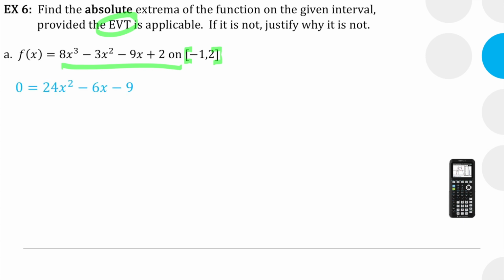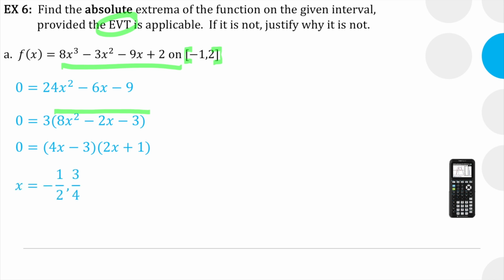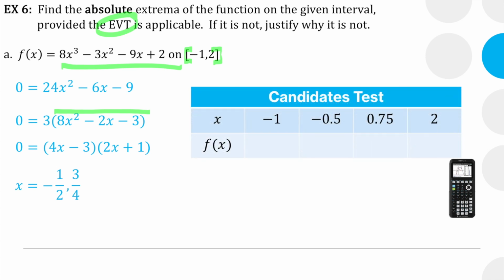So let's take the derivative and set it equal to 0. 24x squared minus 6x minus 9. Now we need to solve for x. So we'll factor out a 3 first, and then we can factor out that next guy. So we have zeros at -1/2 and 3/4. Now we make a table, and this is the candidates test. And notice I have my zero of -1/2, my zero of 3/4, but I also have my endpoints.